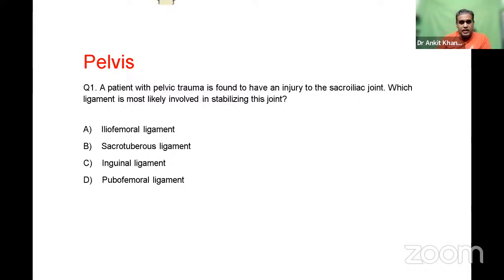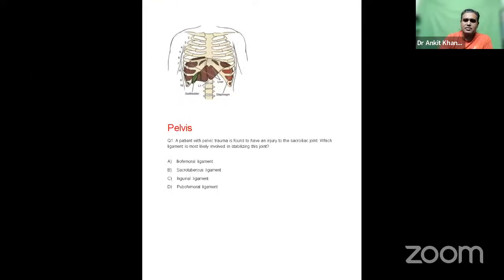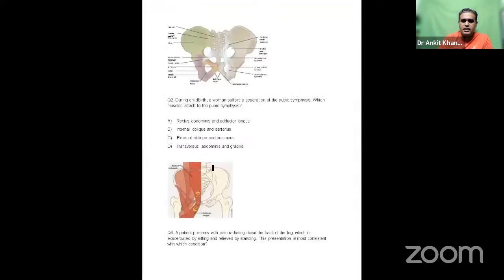Pubofemoral. Again, it's a ligament of the hip joint. Right? So A and D rule out, even C also rule out. What we are left with is option number B only. It is sacrotuberous. Let us see with an image. Let us first of all highlight this. We know this is the answer, and let us confirm it by looking at the image over here.